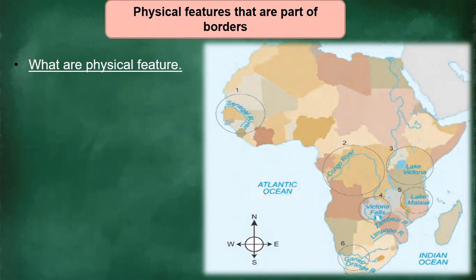Ma'am, I want to give the answer to your question and the previous question that I didn't finish. A physical feature is a natural thing you can see on a map, such as lakes, rivers, waterfalls, deserts. And how can physical features be a border? Sometimes rivers can be borders, and lakes. That's true. They usually divide the countries or lands. Thank you very much, Lily, for your contribution.